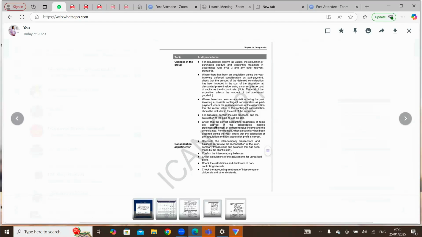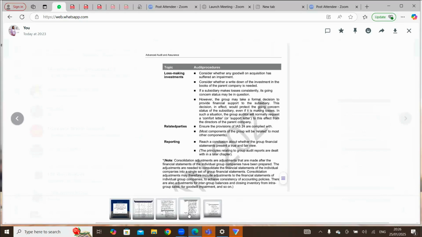Similarly, you also check for consolidation adjustments. You know how you have your intergroup trade, intergroup loans, all of that. The auditor is also responsible for checking for it.